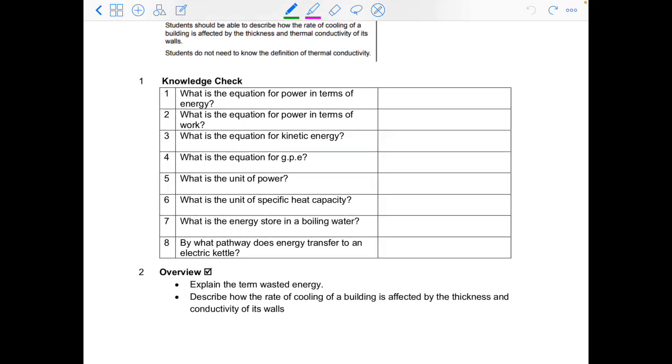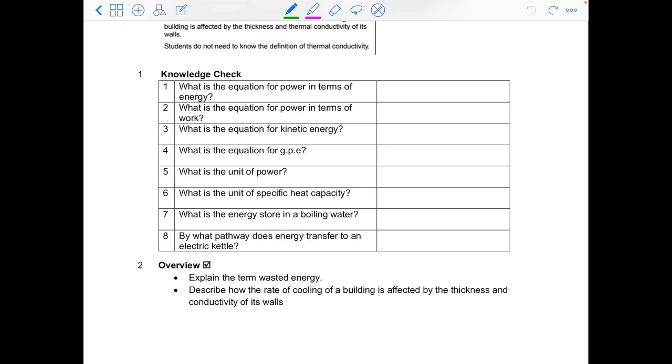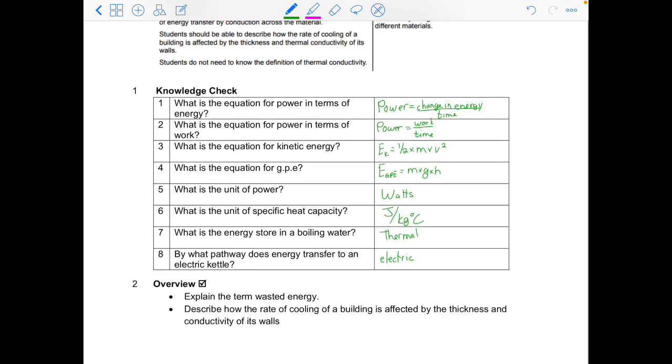So as always, before we get started on the lesson, we need you to turn your brains on with this knowledge check. So pause the video, do the knowledge check, making sure you have something written down for every single question. So here we have the answers to this knowledge check, correcting any mistakes you've made with your feedback color pen to make sure that you do have all the right answers written down.